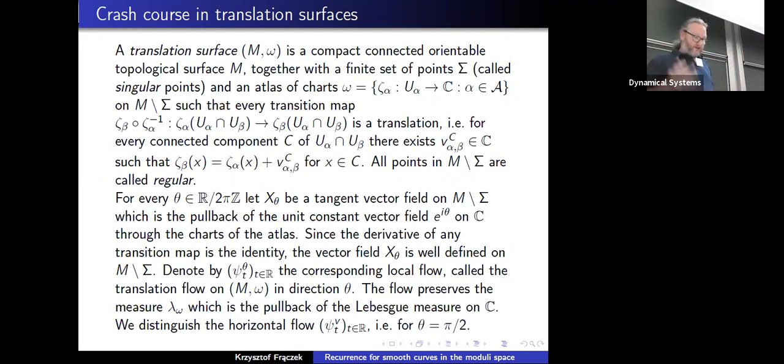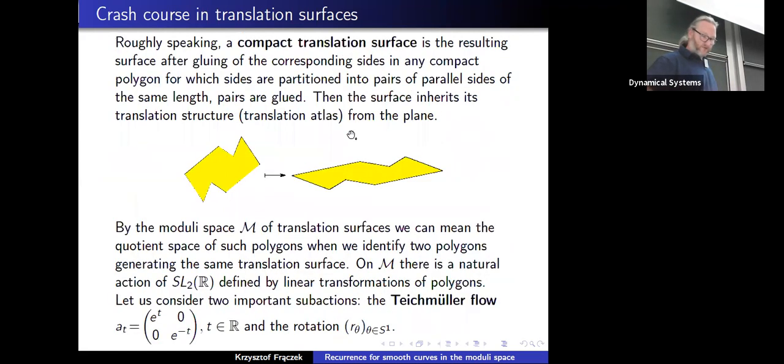The possibility of defining such flows is the source of the name translation surfaces in this theory. And this flow is a nice flow which preserves the Lebesgue measure, which is the pullback of the Lebesgue measure on the complex plane. And we will distinguish the vertical flow. The vertical flow is in direction π over 2. And this is a formal definition.